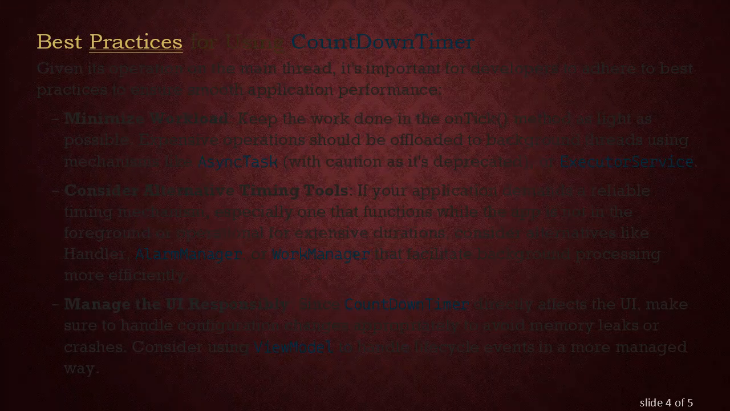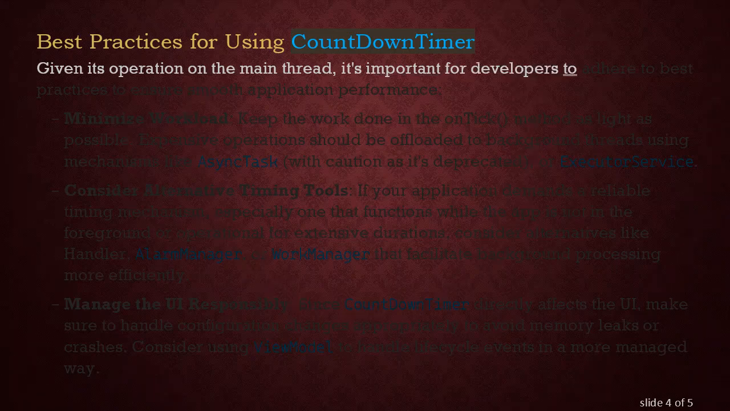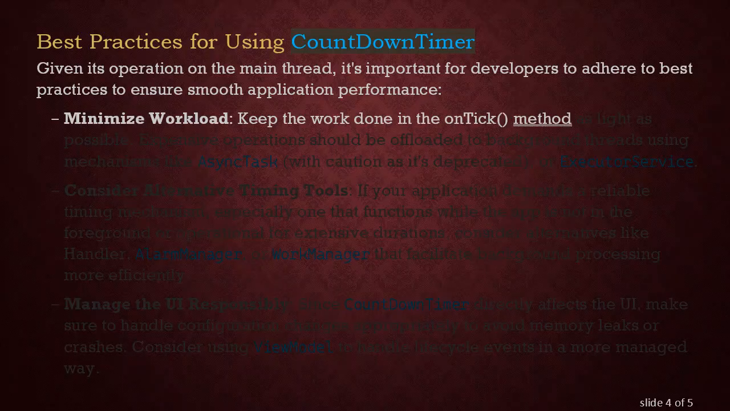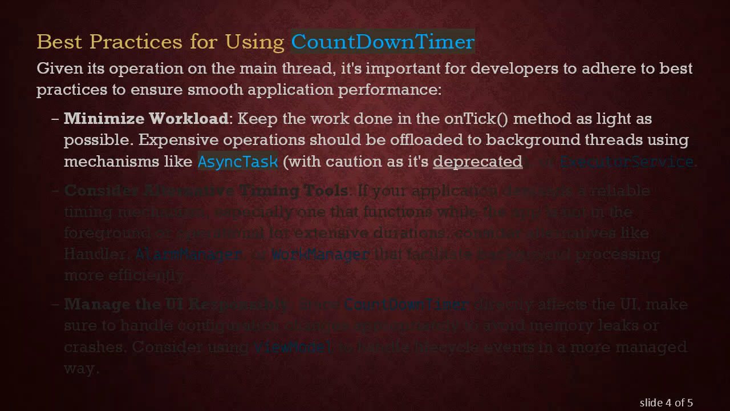Best practices for using CountDownTimer. Given its operation on the main thread, it's important for developers to adhere to best practices to ensure smooth application performance. Minimize workload. Keep the work done in the onTick method as light as possible. Expensive operations should be offloaded to background threads using mechanisms like AsyncTask, with caution as it's deprecated, or ExecutorService.